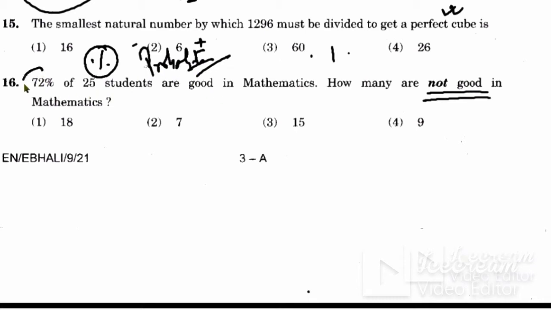So this is your favorable condition. What is not favorable? Subtract it from 100, and that will be your not favorable event, so it will be 28%. How many are not good in mathematics? 28% of the students are not good in mathematics. So you have to find 28% of 25.